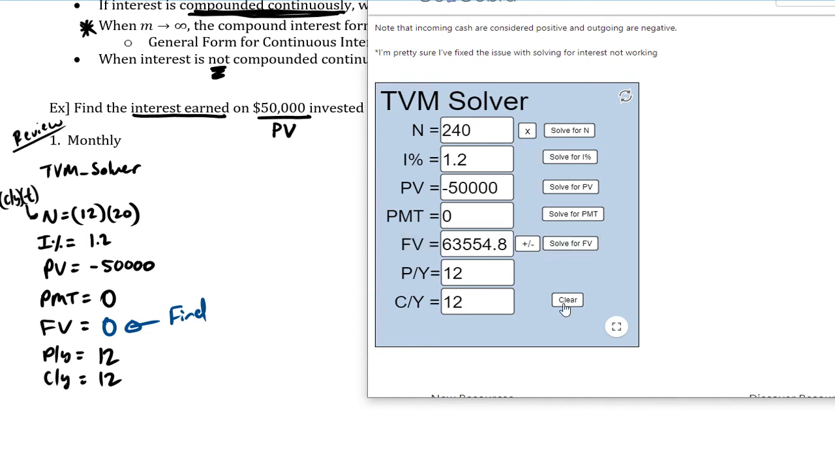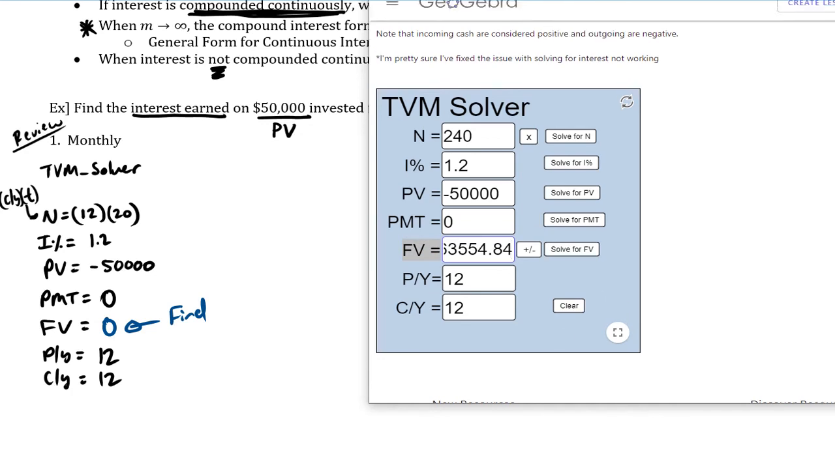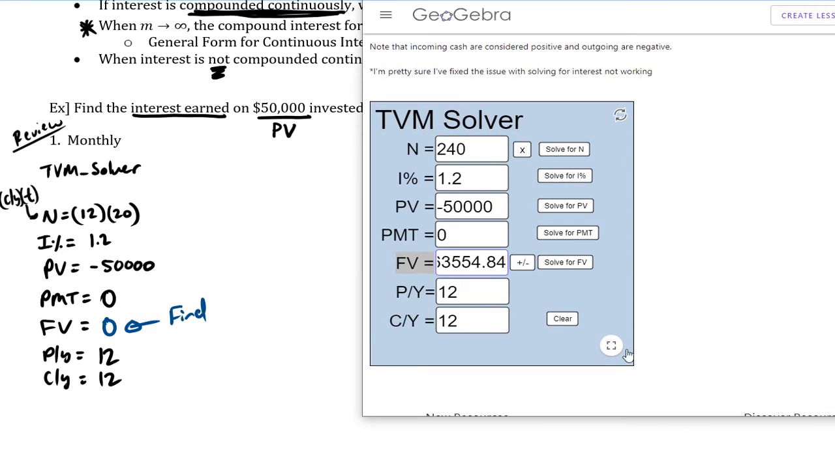And then now I can just click solve for future value, and we get this. Okay, so $63,554.84. I had to click on it to see the 4. Okay, so there we go. So 63,000. Let me write that on there.